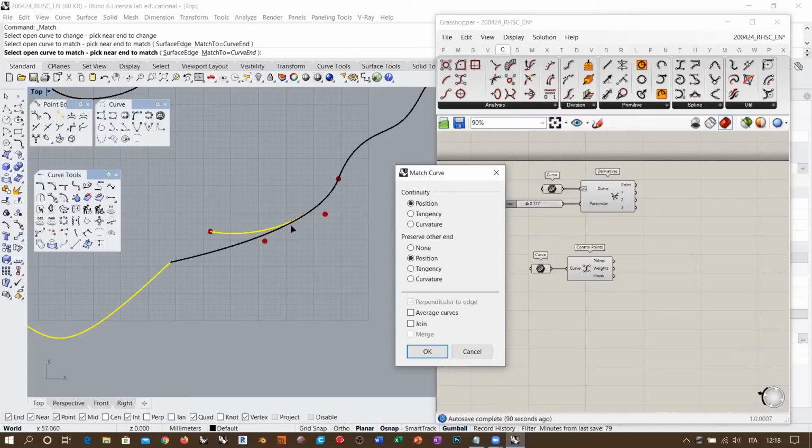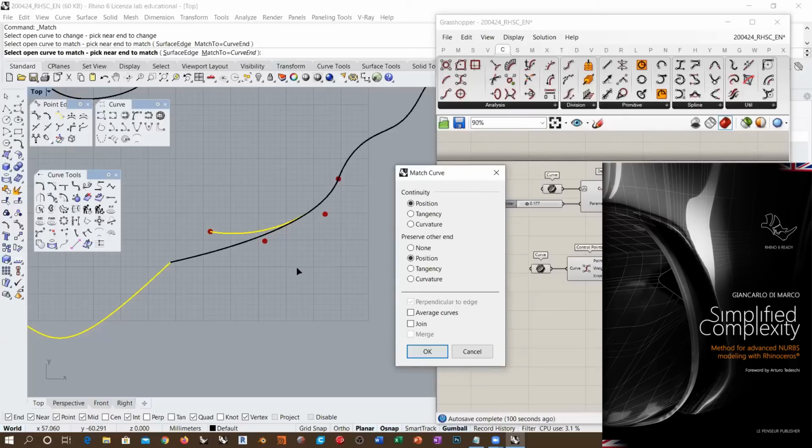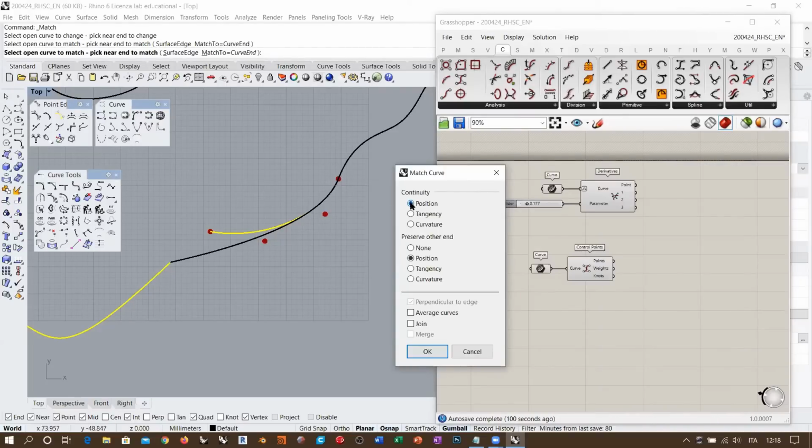What I'm interested in is not only the deformation that occurs on this curve, okay? What I'm interested in is what I can do with this topology in order to match this curve to another one. Because if I set continuity to position, I can decide what I can do on the other end. The other end is the other endpoint of my curve. And my curve was tangent to the third one. I don't want to lose this kind of continuity.